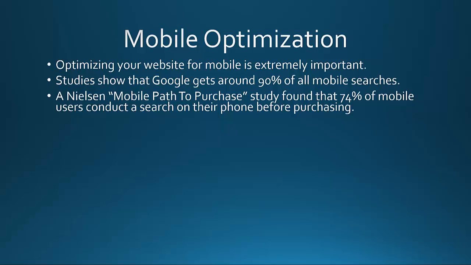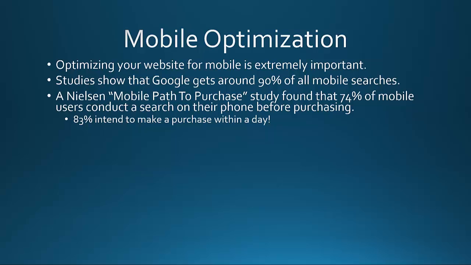A Nielsen mobile path to purchase study found that 74% of mobile users conduct a search on their phone before purchasing. That's again 74% of mobile users conduct a search on their phone before purchasing. I wanted to repeat it twice because it's such an important statistic. 83% of those people intend to make a purchase within a day. So I hope you're starting to see now the importance of having a mobile strategy.